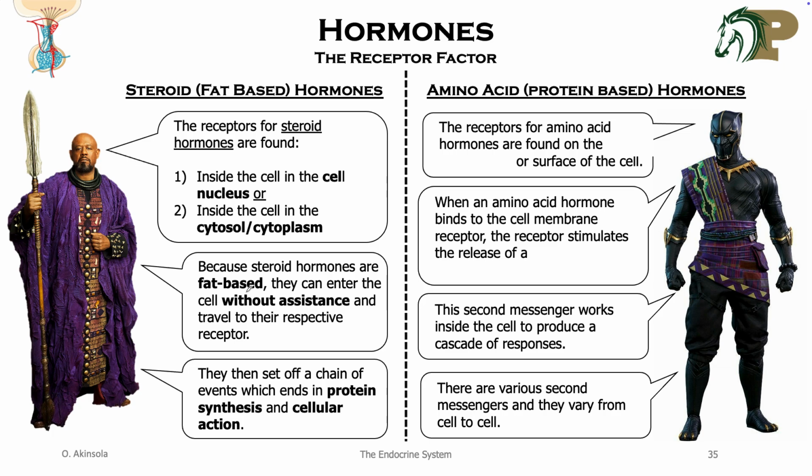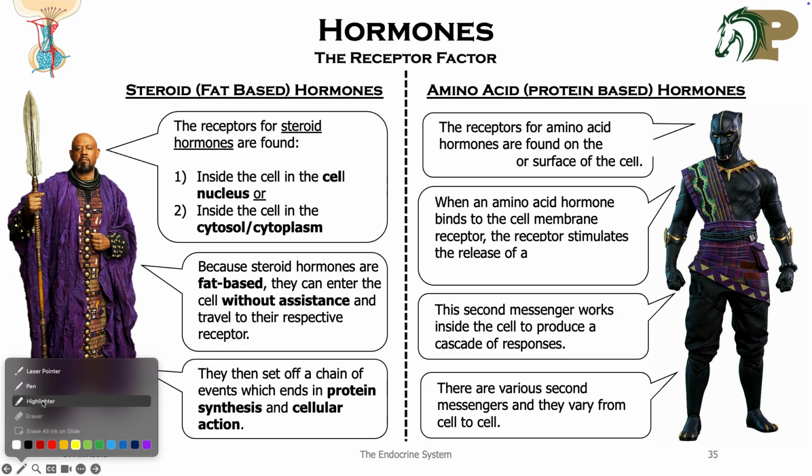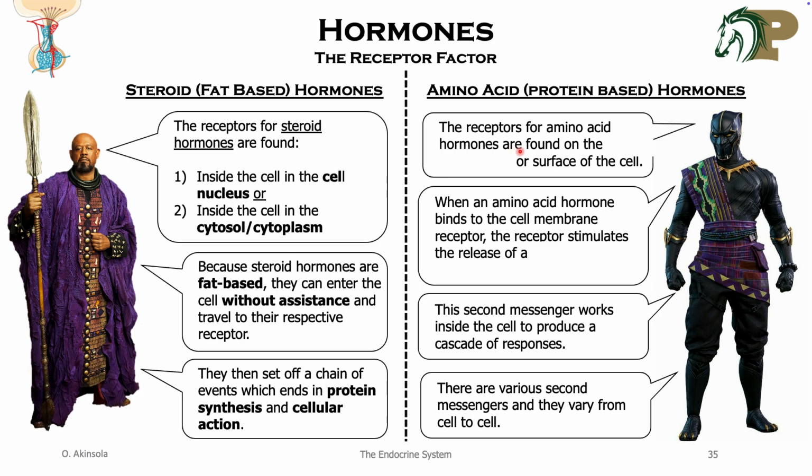Your amino acid or protein-based hormones over here, on the other hand, are a little bit more complicated. Amino acid or protein-based hormones are composed of the biogenic amines and the protein hormones. Over here, your steroid or fat-based hormones are that first category we talked about that come from cholesterol or arachidonic acid.